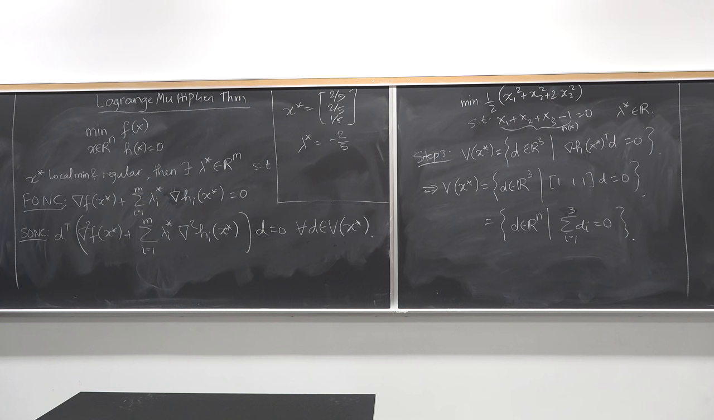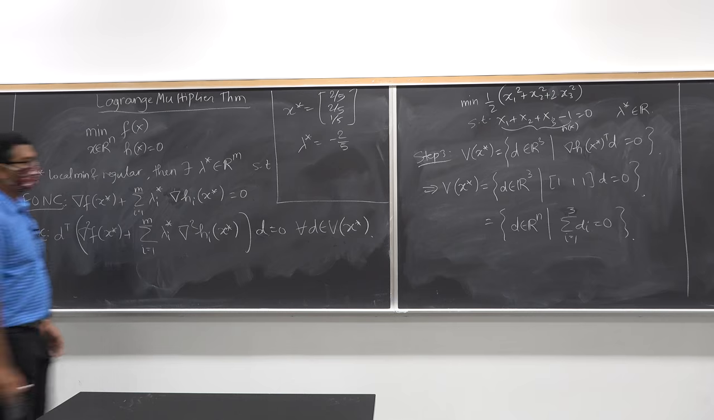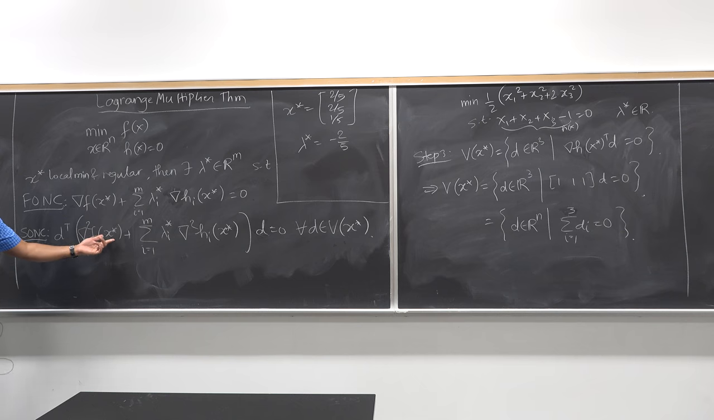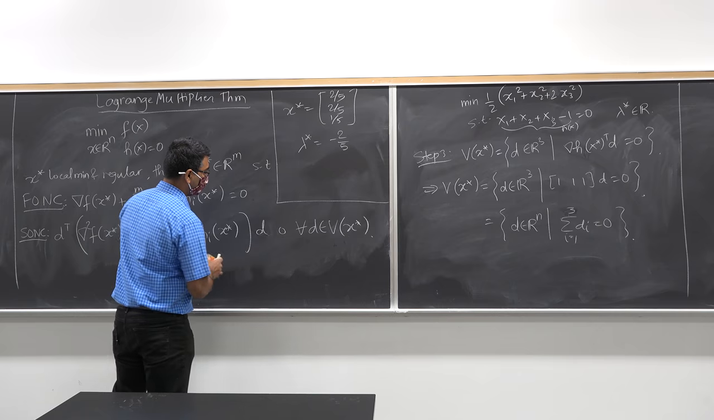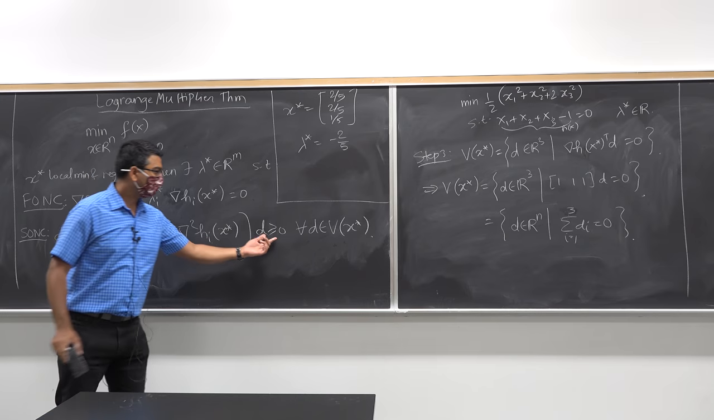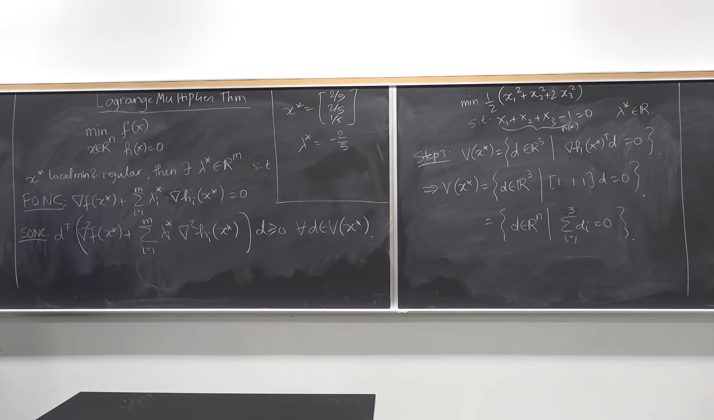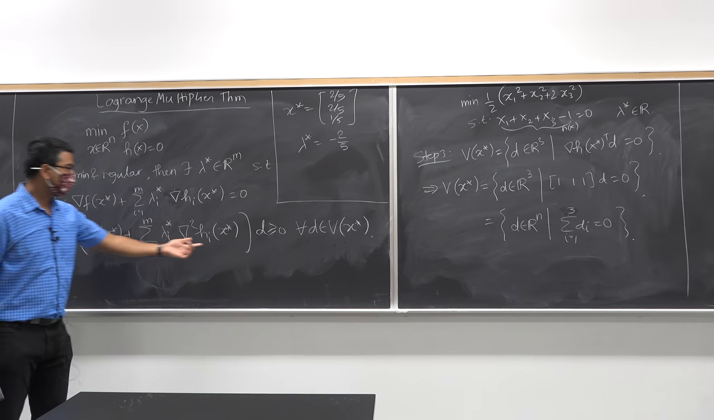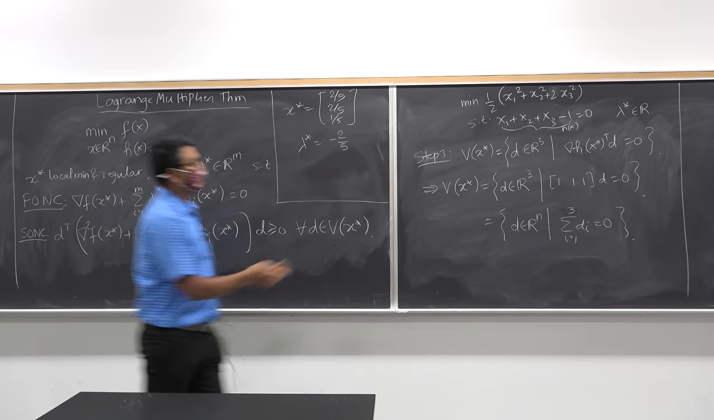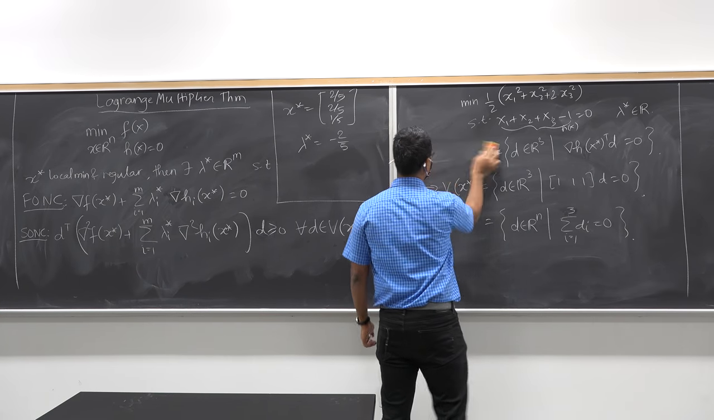Any questions so far? Okay, so this is the set of first order feasible variations. Now what I have to check is that X star and lambda star satisfy this particular condition, D transpose times the Hessian of the Lagrangian times D, greater than or equal to zero. Please correct the second order necessary condition: this should be greater than or equal to zero. So all I have to check is that for every D in that particular set, this condition must hold. So let's check that. That's going to be my step four.